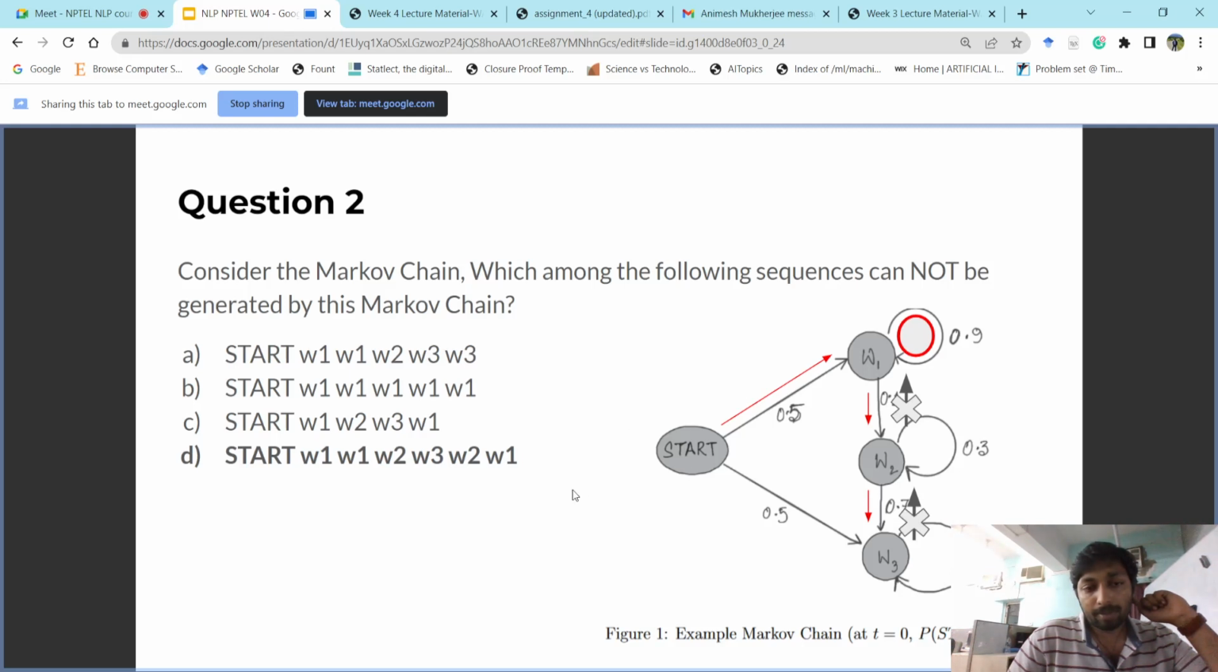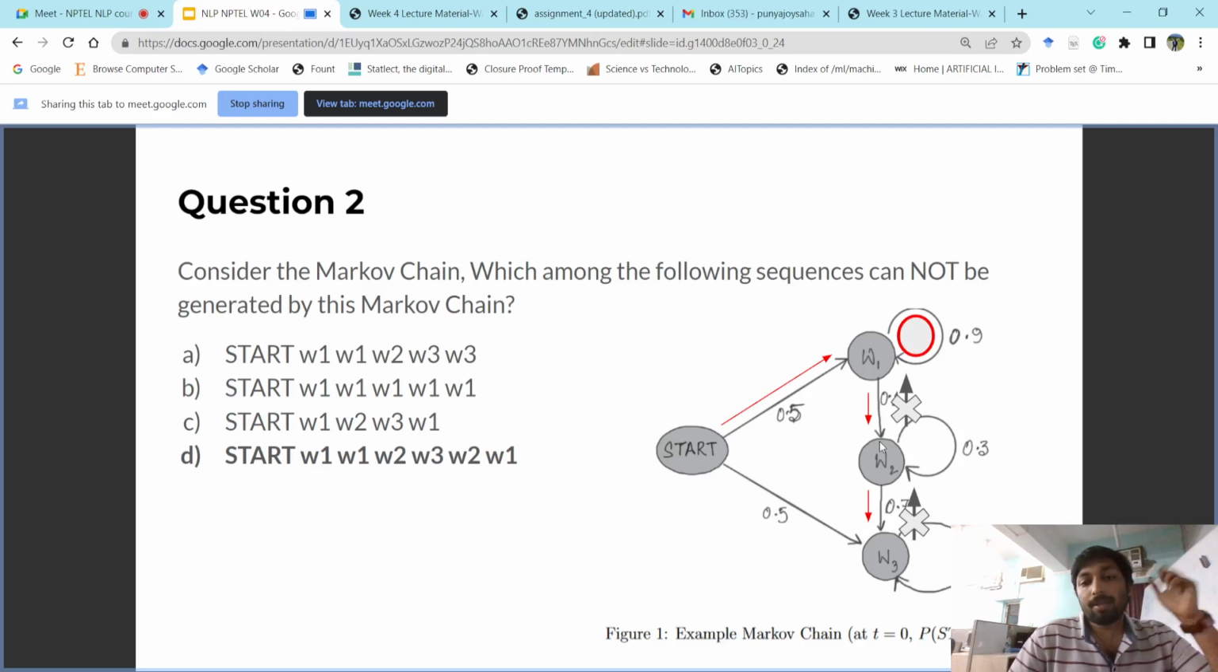And the last one, what is the problem with the last one? So there's no transition from W3. What this means is, whenever there is a transition, that essentially means that there is a greater than zero probability that we can go from that state to this state, like from start to W1. From start to W1, we have 0.5 probability. When there is no transition, it means that probability is basically zero.